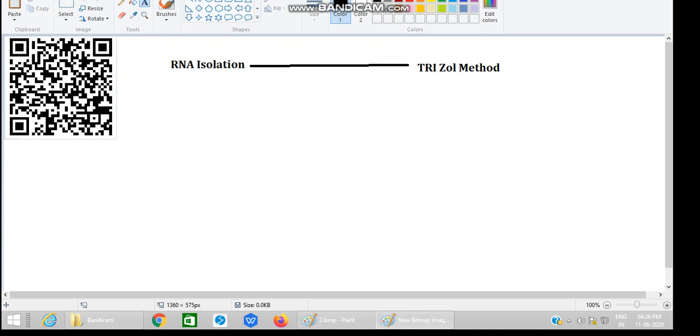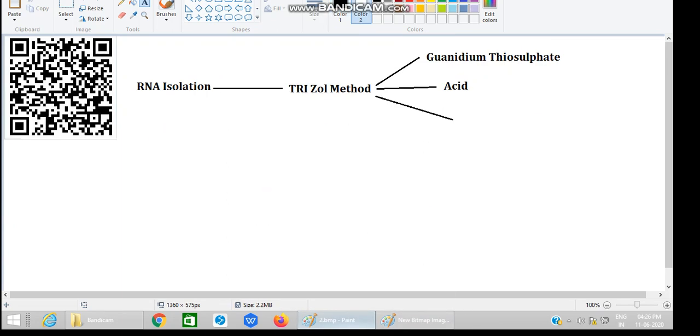Now the Trizol method has 3 different components, and among them the main component is phenol. We shall be discussing those things a little later. The other 2 are guanidinium thiocyanate and an acid which is present in the Trizol reagent. Understood? So in Trizol reagent there are 3 things: guanidinium thiocyanate, an acid, and phenol. Now, guanidinium thiocyanate is nothing but a chaotropic agent.